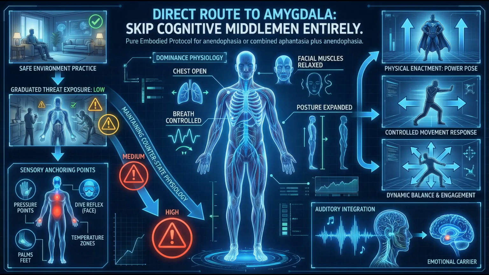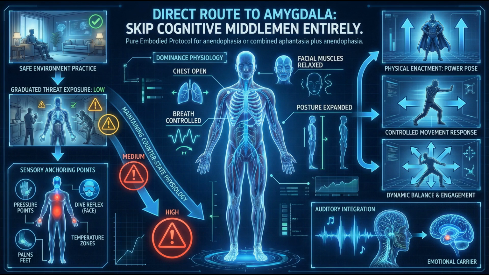If you have aphantasia's cousin, endophasia, no inner monologue, without inner speech, your primary channels become somatic, kinesthetic, and environmental. Your body is both the tool and the target. The core adaptation: instead of narrating or visualizing the confrontation, you physically enact it. Practice dominance states. Standing tall, breathing slow, chest open, hands unclenched. Do this first in safe environments until the body reliably enters the state.